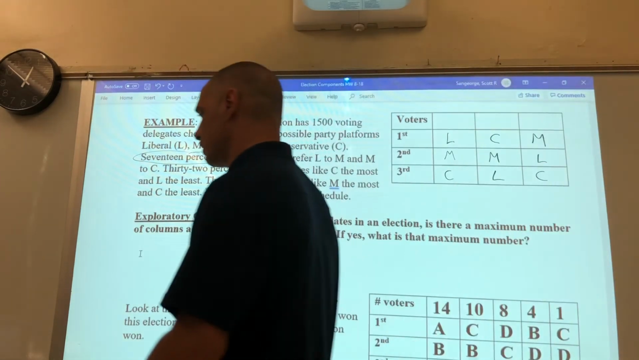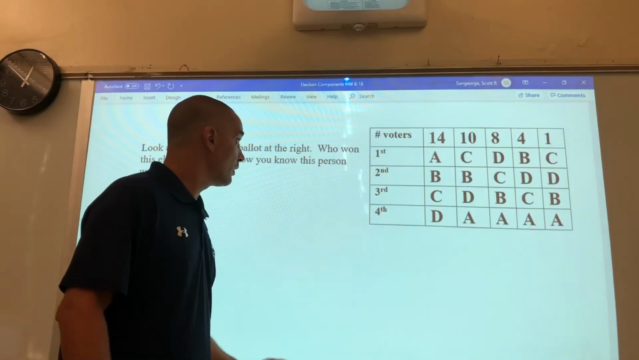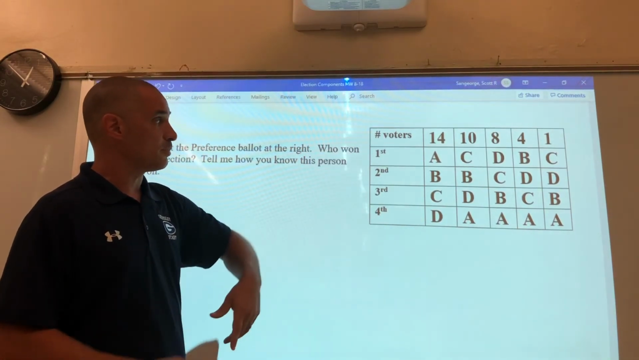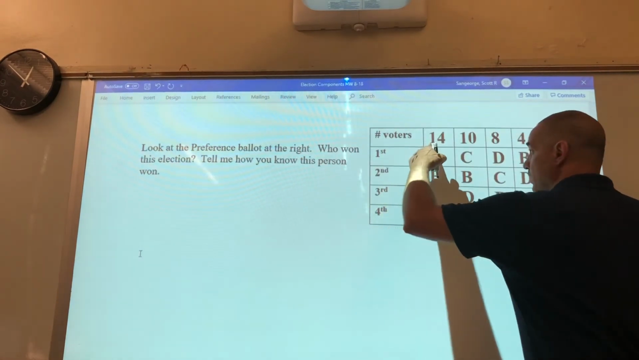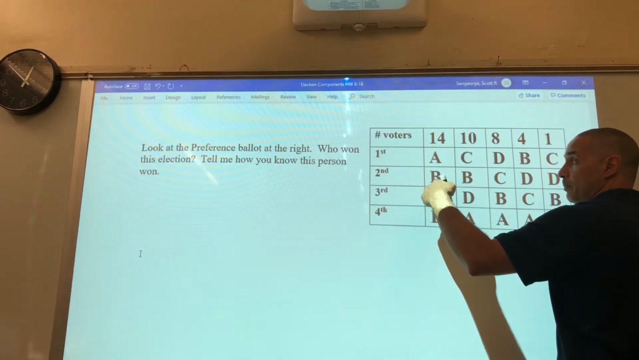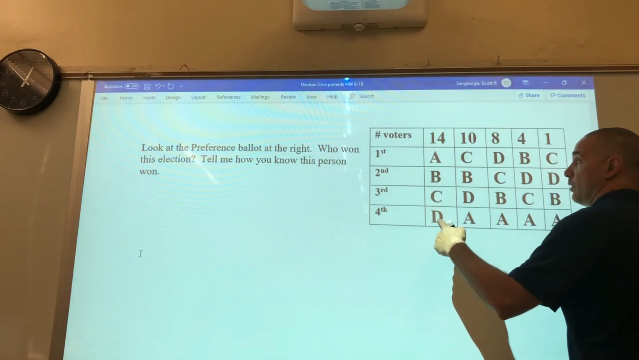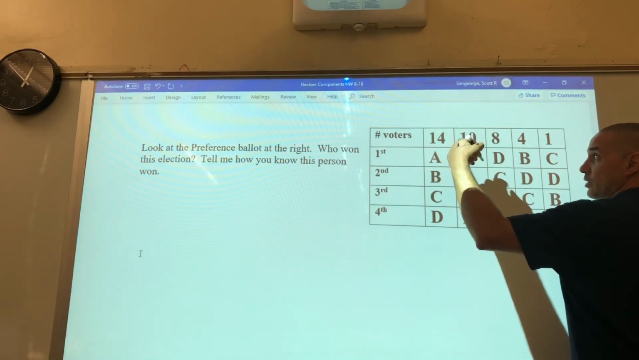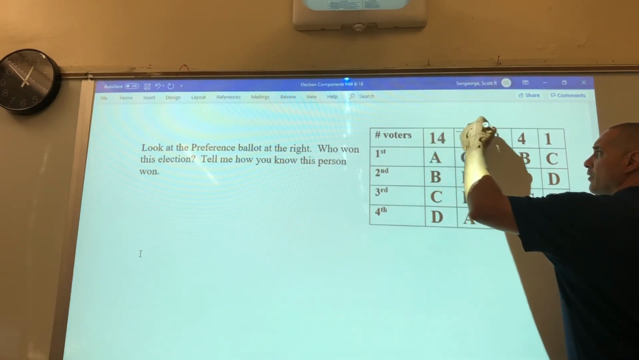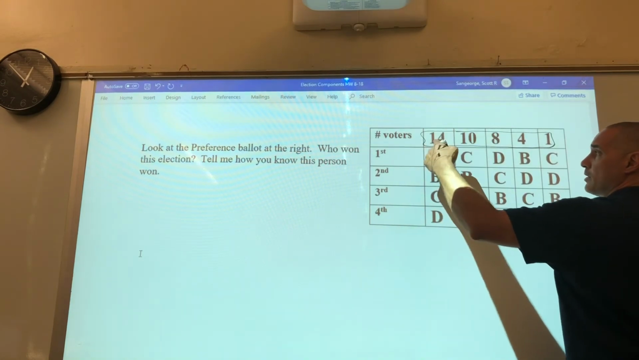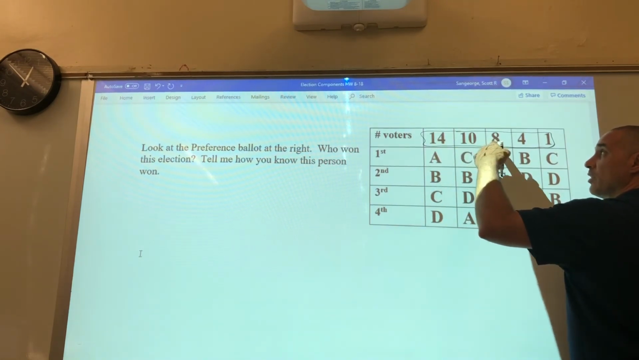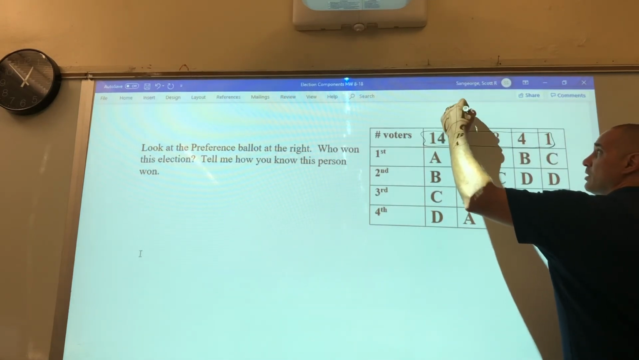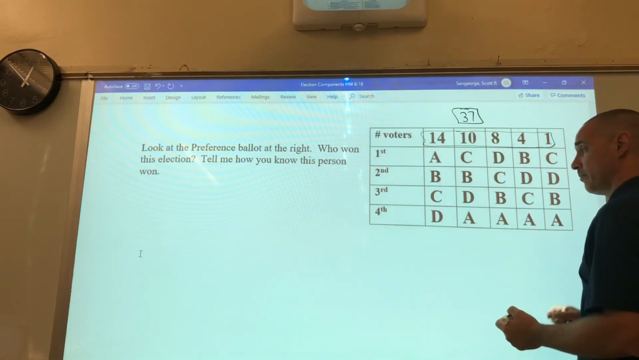And last, but certainly not least, this is a preference schedule. It tells me that 14 people voted A as the top, B as the second, C as the third, D as the fourth. 10 people voted C first, then B, then D, then A, and so on. In this election, if I add all these numbers up, that's 14 plus 10 is 24, plus 8 is 32, plus 4 is 36, 37. So there are 37 total ballots.